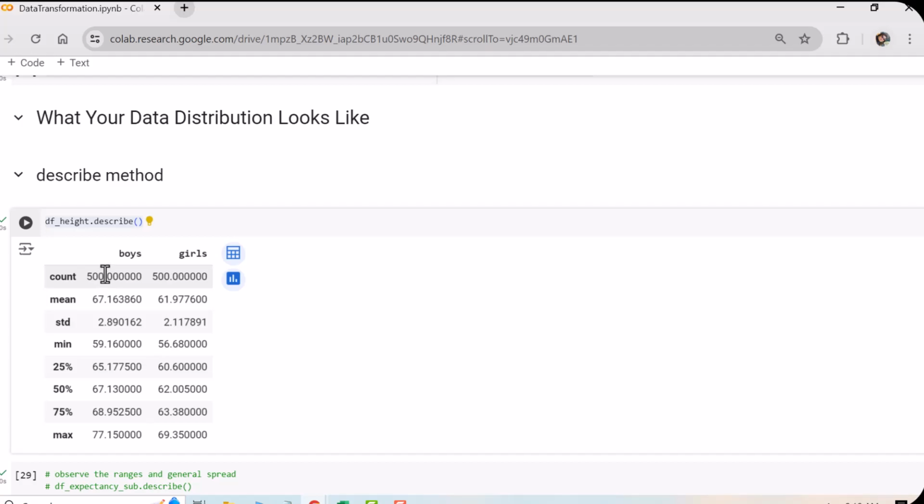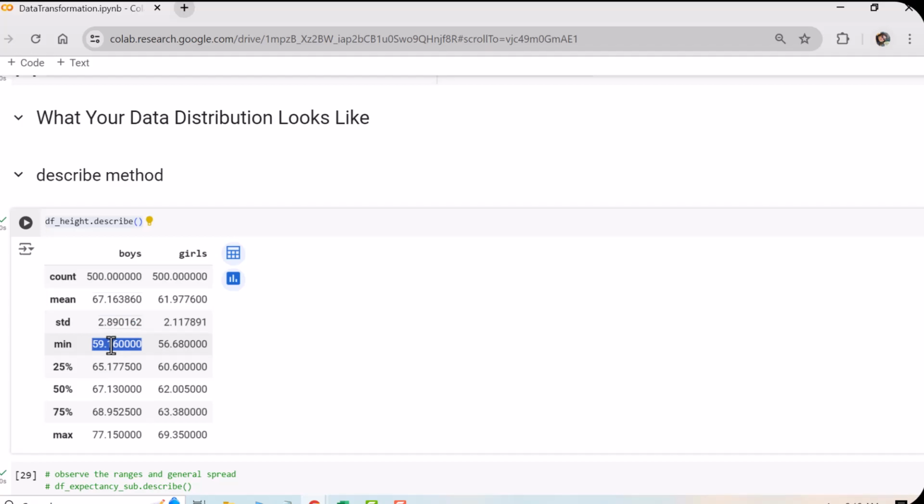So if we have a look at the height of boys over here, we see mean and median are approximately equal, which indicates that this is a normal distribution. It's not skewed data. Again, looking at the variance and standard deviation, it is not very high. That means the height range across different boys is not that great.